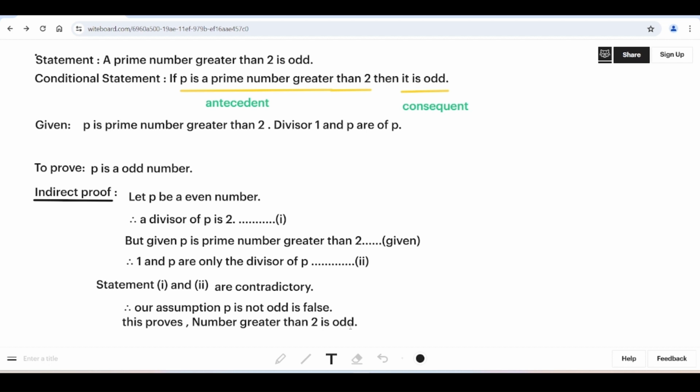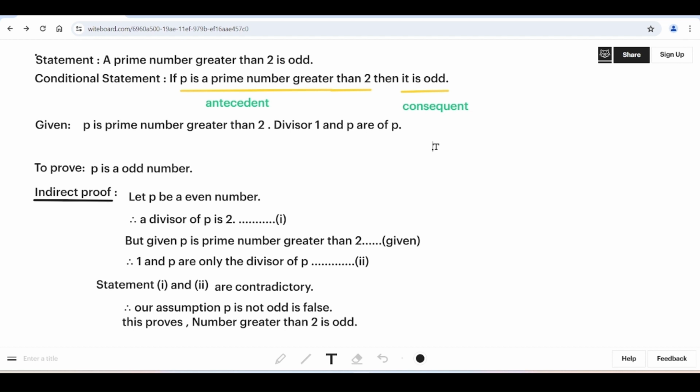In this way, we have seen our indirect proof. In indirect proof, what we do is assume that our consequent is false, and then we come to one conclusion that is contradictory to our antecedent, and therefore we have to accept that our consequent, which we assumed false, was false, and this way we can prove this statement in an indirect proof.